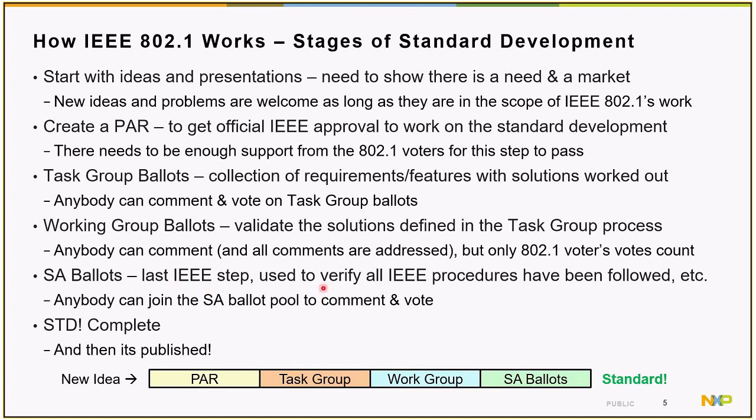And it's used to verify that all IEEE procedures have been followed, everybody's comments have been answered and addressed and listened to, etc. And anybody can join the SA ballot pool and comment and vote on the ballot. And after that passes, you have a standard, it's complete, and then it's published.